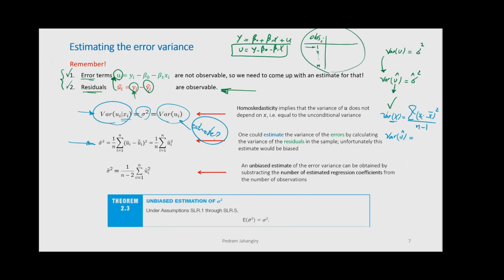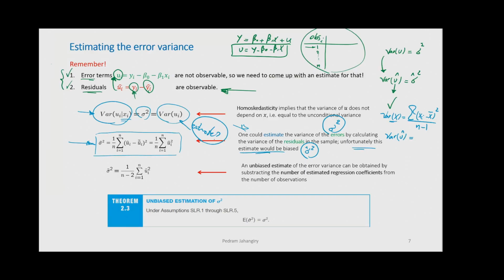So this is the variance of x. And if I divide it by n, we are not there yet. So let's see what's wrong with this one. Maybe this is a good estimate for sigma square, but we are not there yet. So let's read through it. One could estimate the variance of errors, sigma square, which is the one that you're interested in, by calculating the variance of residuals, sigma hat square, in the sample. Unfortunately, this estimate would be biased. So we are almost there, but not completely there.